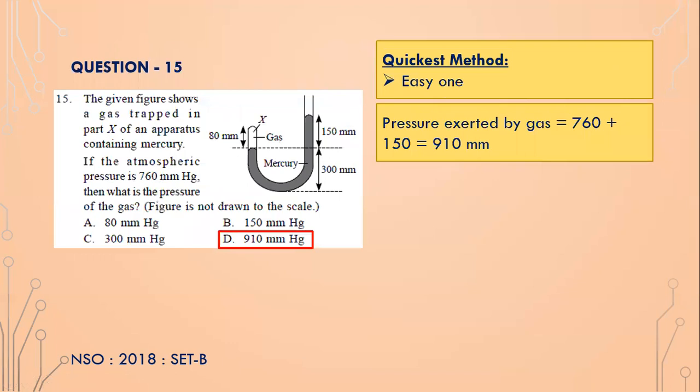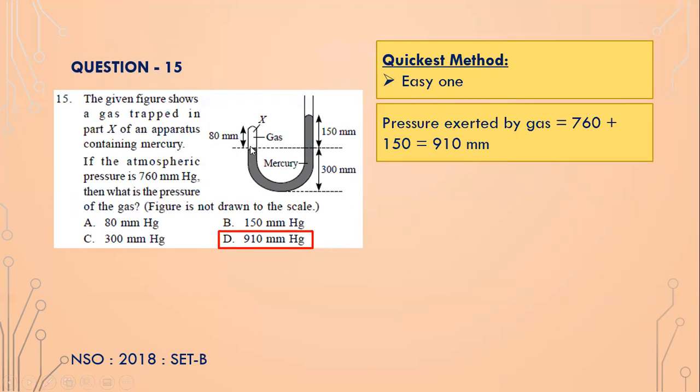The given figure shows a gas trapped in part X of an apparatus containing mercury. If the atmospheric pressure is 760 mm of mercury, then what is the pressure of the gas? Again, this is an easy one, because they say the level of pressure exerted by the gas is 150 mm more than this other level.